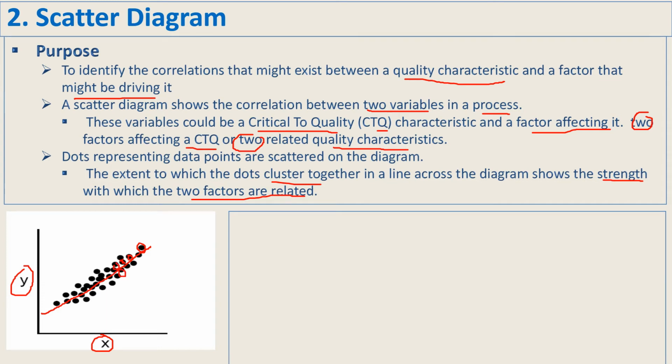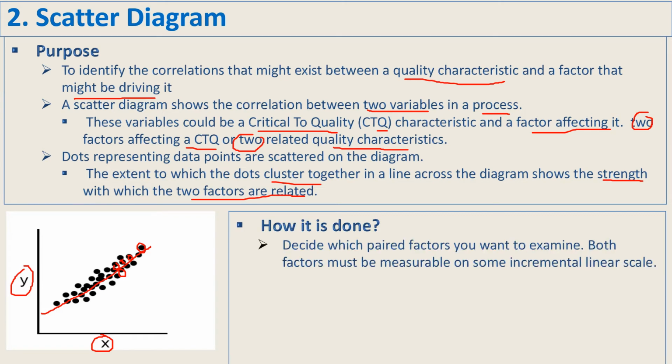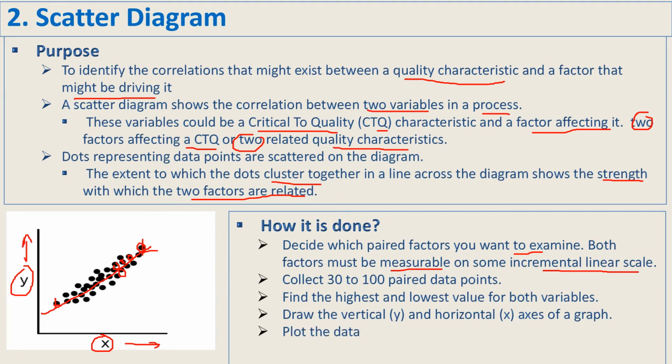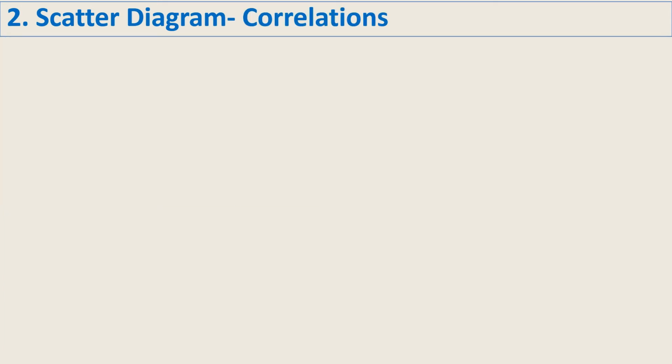So how can we draw this diagram, how is it to be done? Decide which pair of factors you want to examine. Both the factors must be measurable and on an incremental linear scale. Then we have to collect 30 to 100 pairs of data points. Find the highest and lowest value of both the variables. Then draw the vertical y-axis and horizontal x-axis. Then we have to plot the data. Then we have to title the diagram.